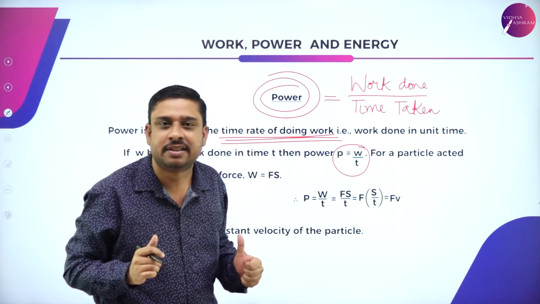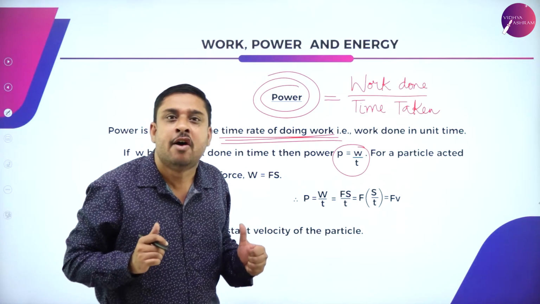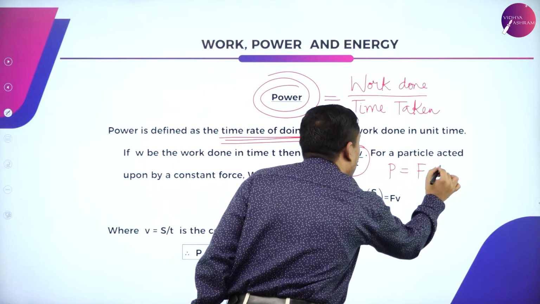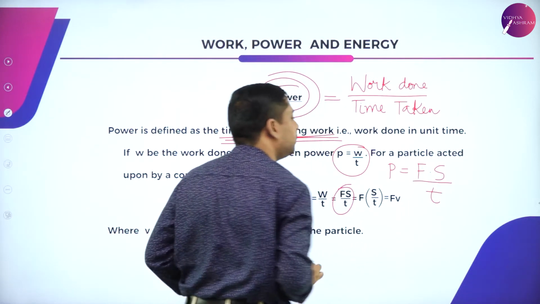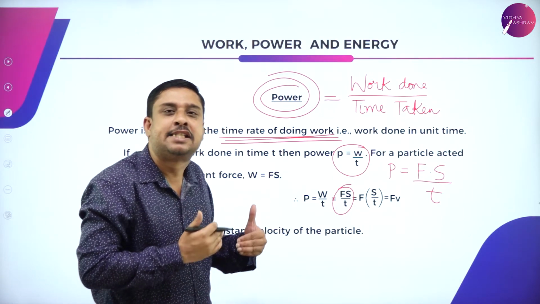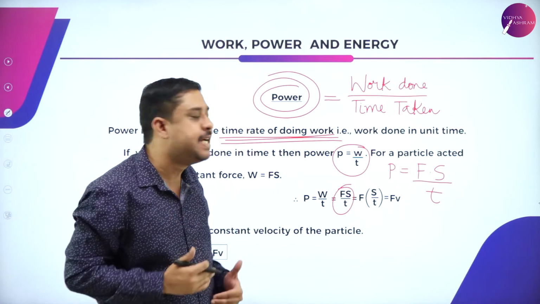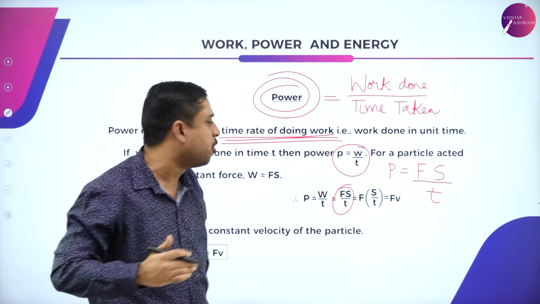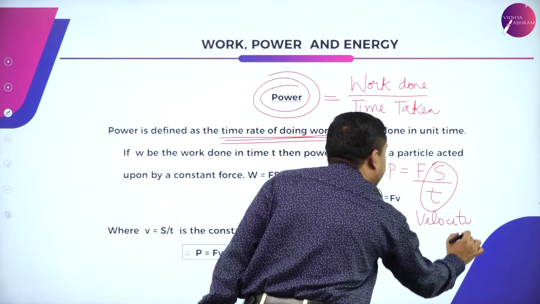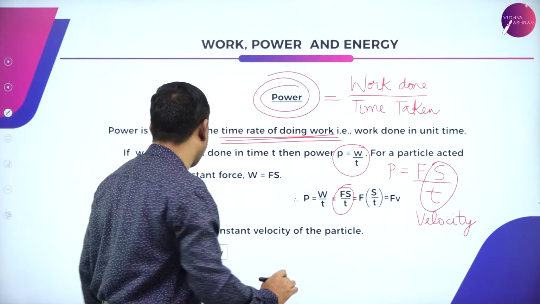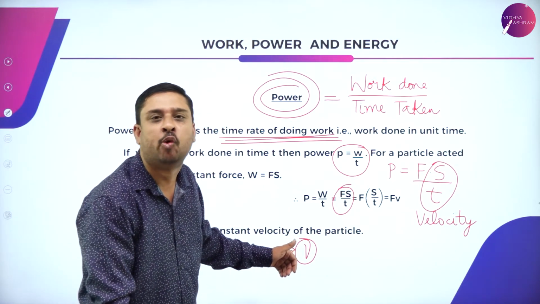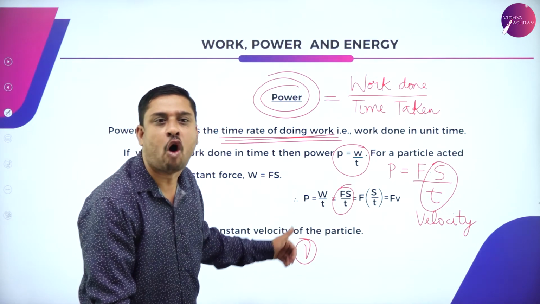But what is work? It is the dot product of force and displacement. So we write P is F dot S divided by T. And what is displacement by time? Displacement by time is velocity. Therefore, power is F dot V. Many a time you are asked to prove in the exam that P is F dot V.